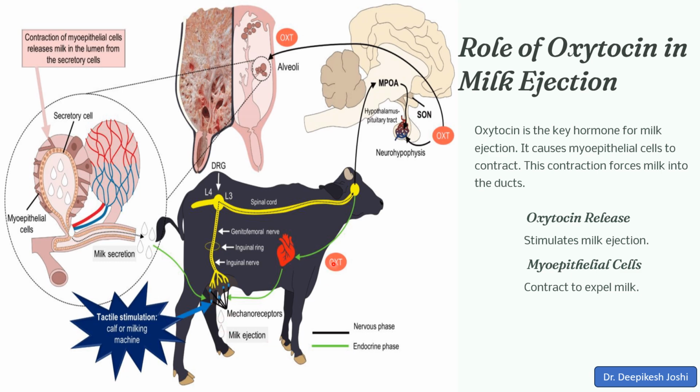Here we can see in the picture that when there is some tactile stimulation, by the calf or milking machine, the nerves pass the message to the brain, where oxytocin is released from the neurohypophysis. It goes to the alveoli, and the myoepithelial cells inside the alveoli contract and release milk, and then this milk comes out. This is called milk ejection.